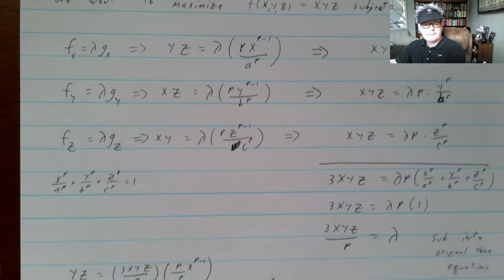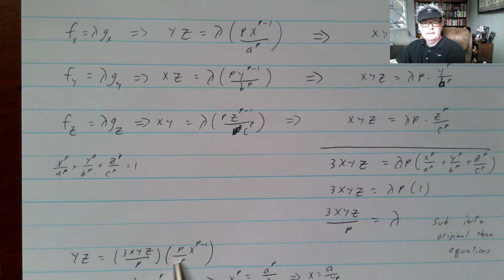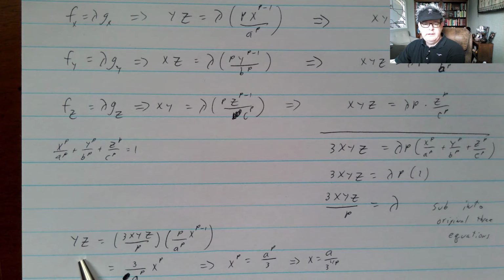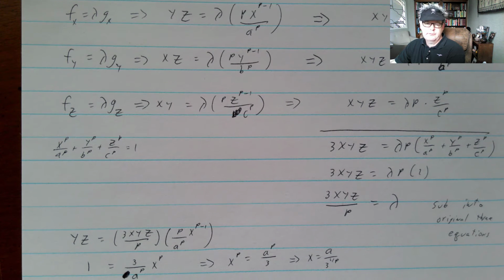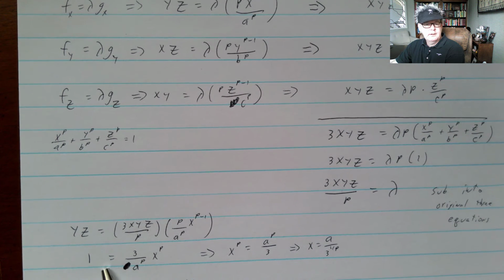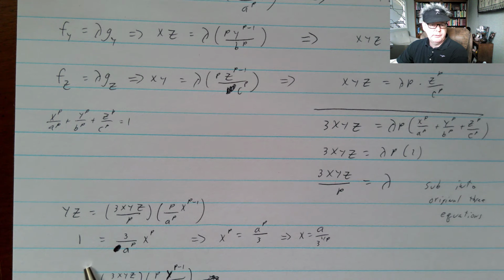So in the first one, I get yz is, there's the lambda, 3xyz over p, and then there's the p, x to the p minus 1 divided by a to the p. Now, I didn't write this down, but we're going to divide out yz. So y equals 0, z equals 0. We could consider those for a solution, of course; those will give v equals 0, that one being the minimum. If you're in the first octant, you can't be negative for x, y, z, but you can be 0. Anyway, we divide out yz, which would give us our minimum values, but we're interested in the maximum values.